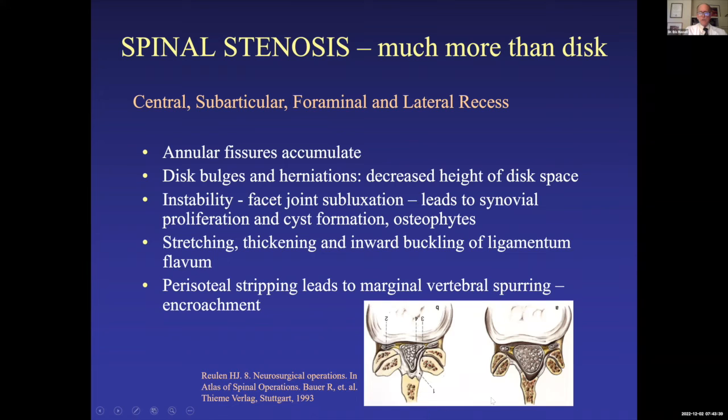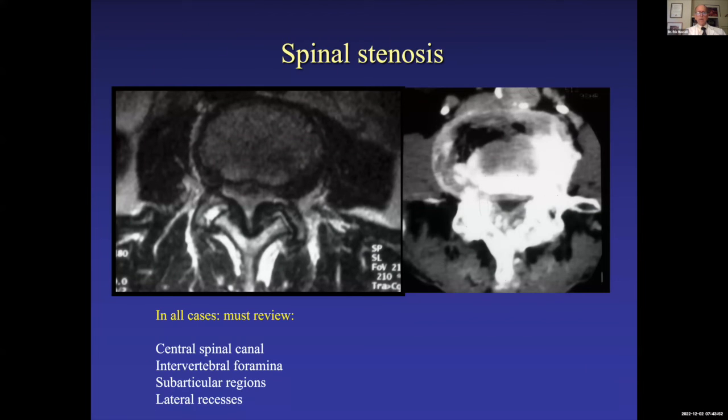You can see here a normal thecal sac. This triangular pattern is characteristic of spinal stenosis. The subarticular stenoses relative to the normal level are shown here. Just an example of an axial T2 MR and a CT. They both are good at showing stenosis in different ways.